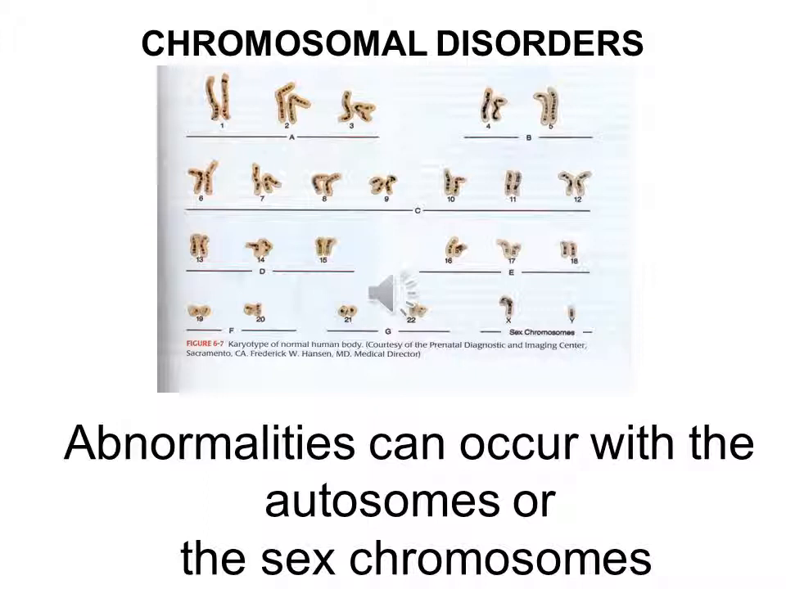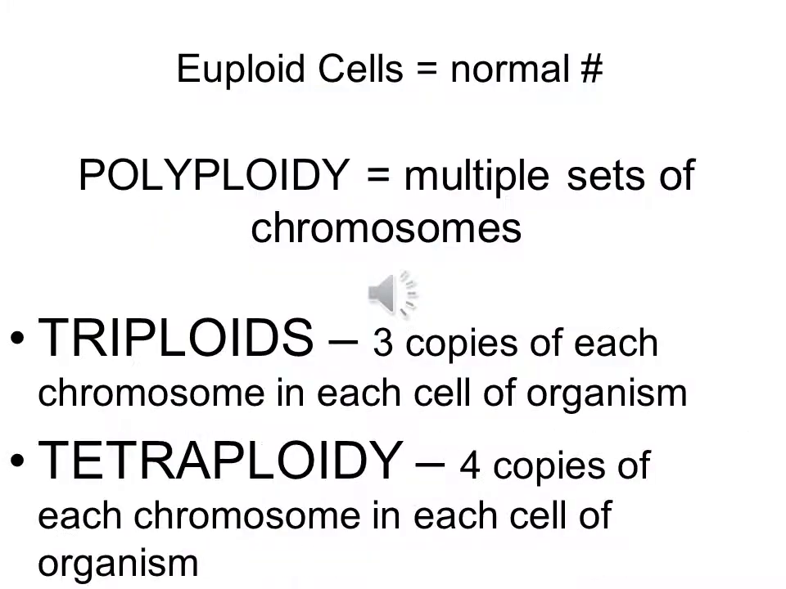Pairs 1 through 22 are autosomes. Autosomes carry more genetic information than the sex chromosomes. Pair 23 are the sex chromosomes. When we are discussing the chromosome number of a person, we normally would write this 46XX if they're female, or 46XY if they're male. Chromosomal disorders are usually due to defects in meiosis.